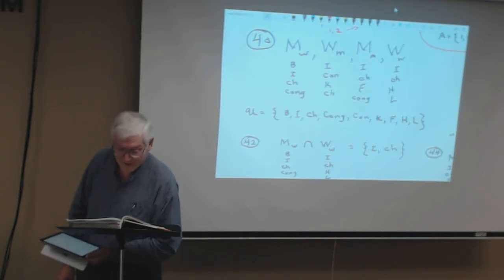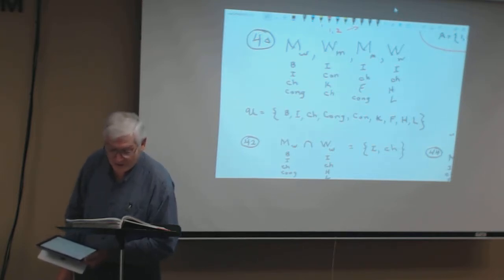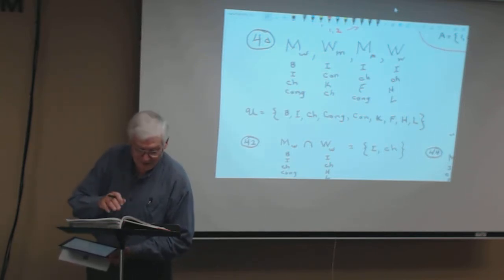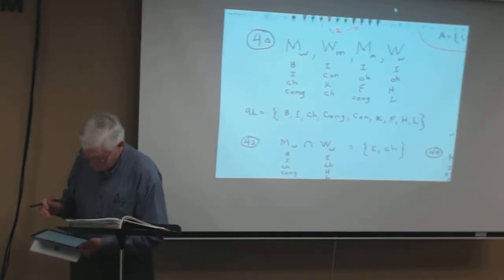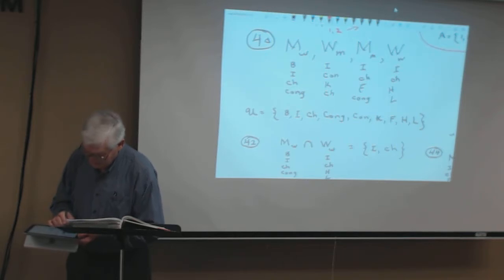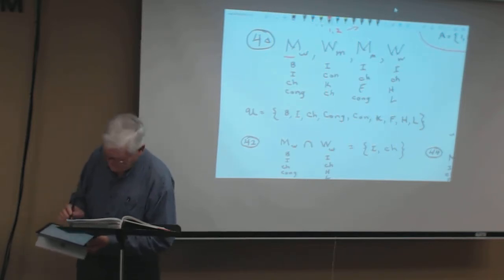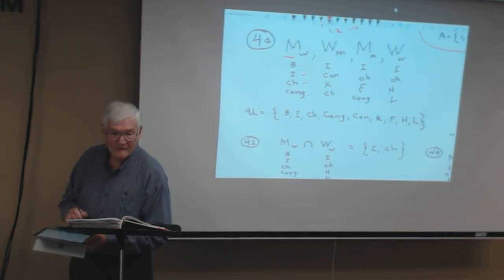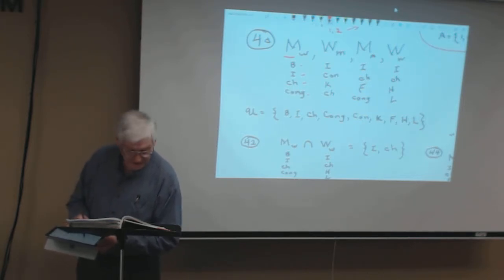Number 40. Find the smallest set that will serve as a universal set for M sub W, W sub M, M sub M, and W sub W. Now, you understand? That's all based on this picture over here on page 70. So watch what I did. M sub W. What are the elements of M sub W? B, I, CH, and CONG. Everybody see where that came from? By just looking at the picture. Beauty, intelligence, cheerfulness, and congeniality.